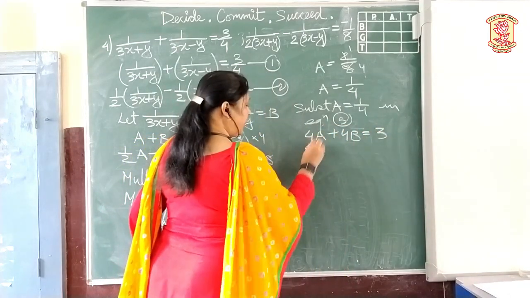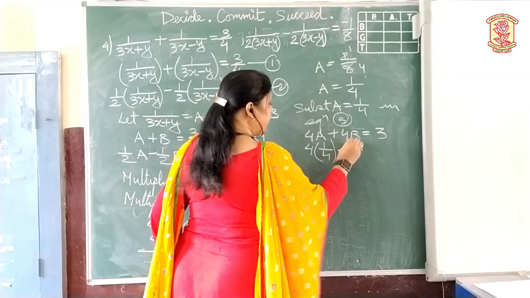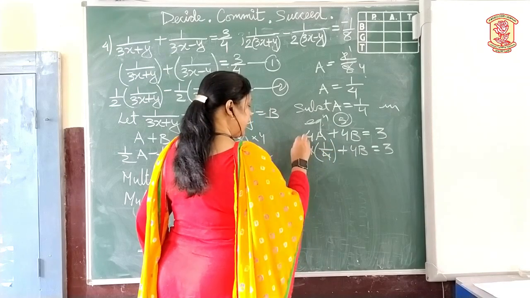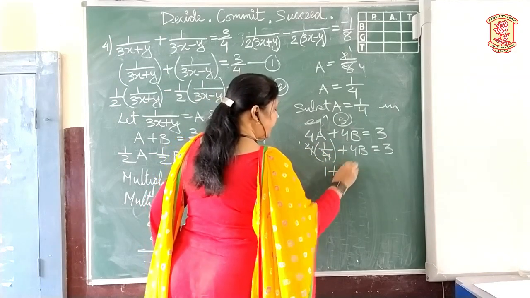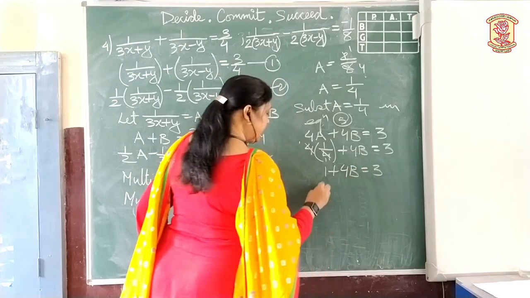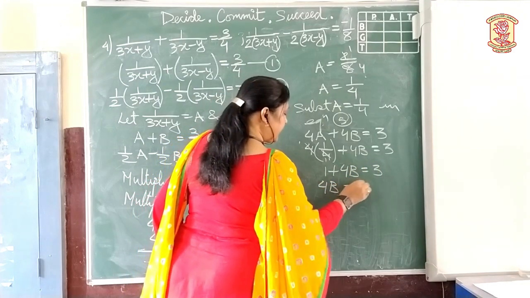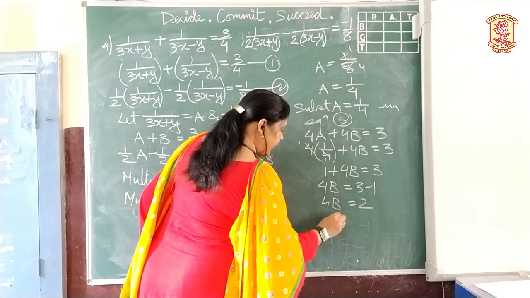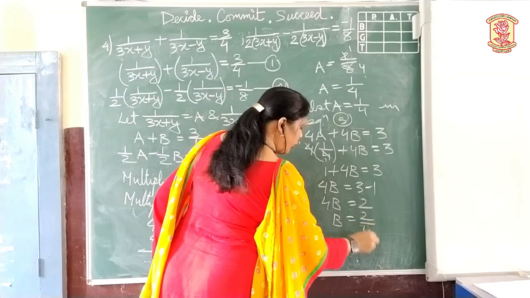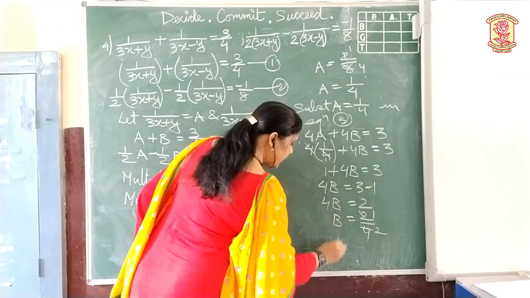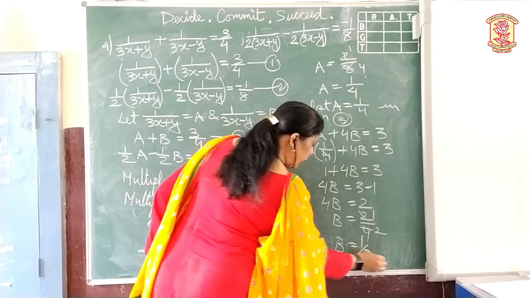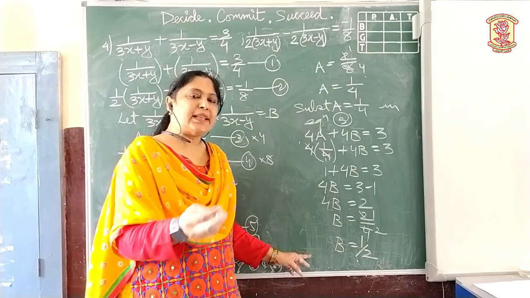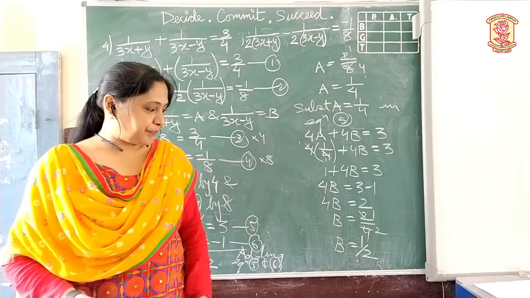So we get 4 into 1 upon 4 plus 4b equals 3. 4 ones are, 4 ones are. So here we get 1 plus 4b equals 3. So 4b will be 3 minus 1. So 4b equals 2. So the value of b will be 2 upon 4, 2 ones are, 2 twos are. So the value of b is 1 upon 2. Now we got the value of a, we got the value of b. We have to resubstitute the values of a and b.